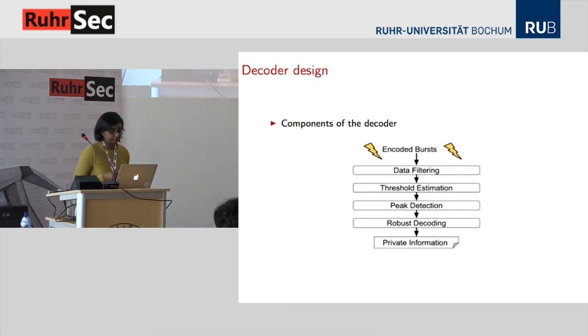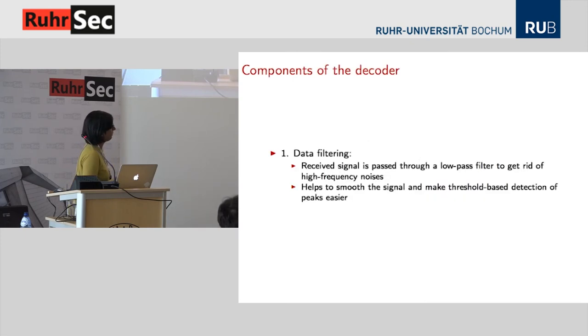So you have the encoded bursts at the very top. This is what is sent by Power Snitch. Then we're going to do some signal processing, so basically filter the data, threshold estimation, peak detection, so really see where the 0s and 1s are, and then do robust decoding, and then you get the private information out. I'm going to go through each of those components to give more description about what they are.